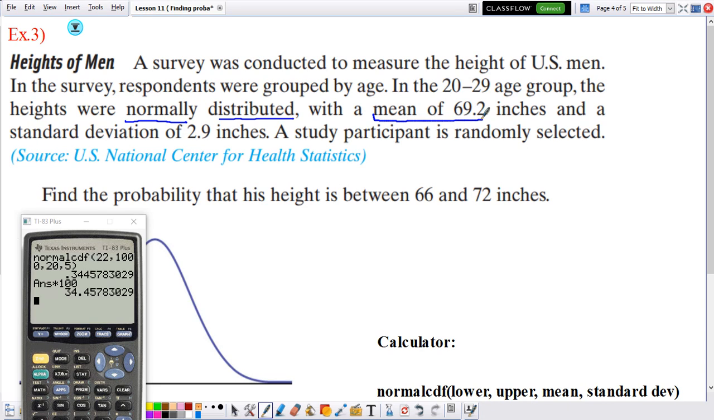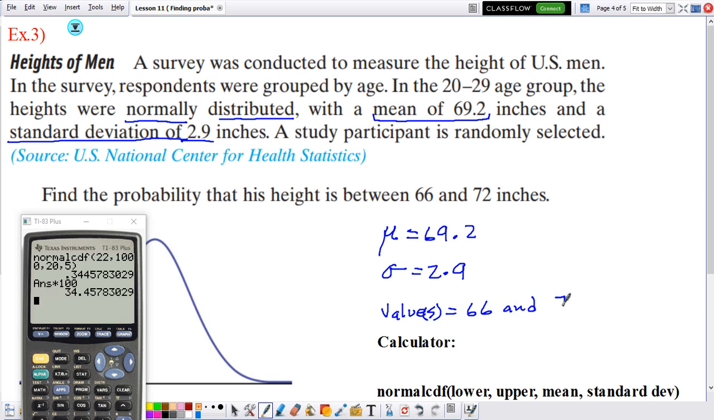So here is what we're interested in. We know that the mean is 69.2, and the standard deviation is 2.9. Now, a study participant is randomly selected. We want to find the probability that this height is between 66 and 72. So here we're going to have values, which in this case are 66 and 72.